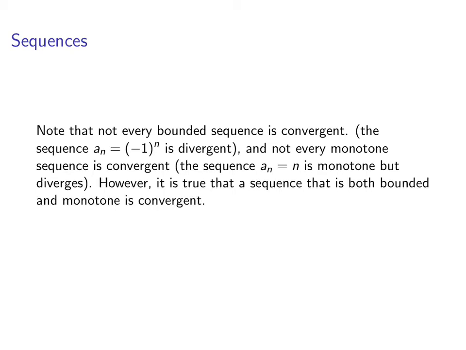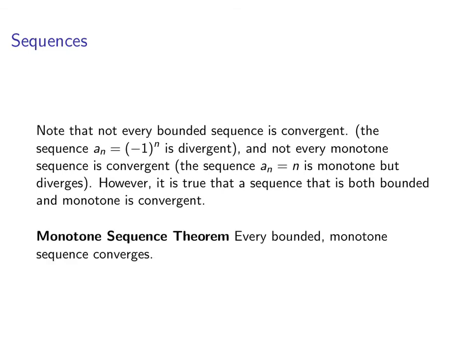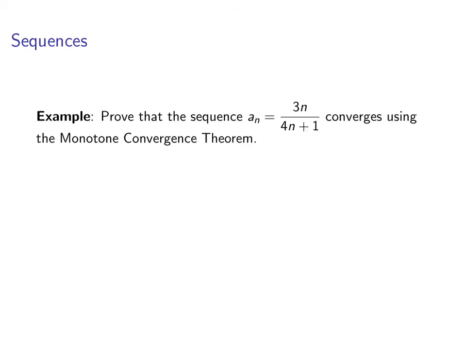However, if you have a sequence that's both bounded and monotone, those sequences are convergent. And that's the monotone sequence theorem. It says that every bounded monotone sequence converges. So just as an example, let's see if we can prove that this sequence converges using the monotone convergence theorem.